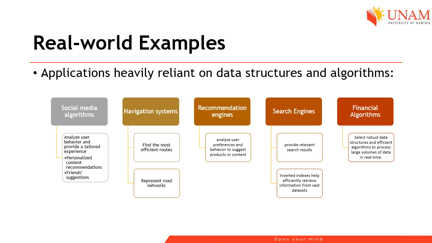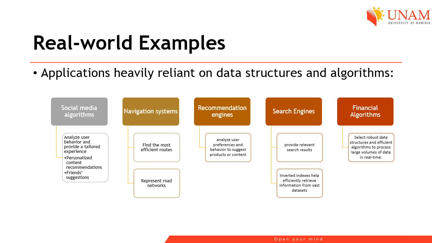Example 4 is that of search engines. Google search engine, for example, uses intricate algorithms to provide relevant search results. So in this case, a data structure that is used might be an inverted index that will help to efficiently retrieve information from vast data sets, thereby demonstrating the importance of speed and accuracy.